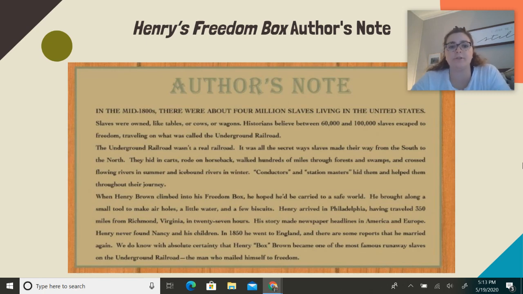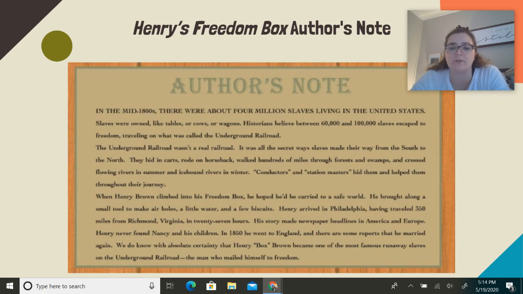In the mid-1800s, there were about 4 million slaves living in the United States. Slaves were owned like tables or cows or wagons. Historians believe between 60,000 and 100,000 slaves escaped to freedom, traveling on what was called the Underground Railroad. The Underground Railroad wasn't a real railroad. It was all the secret ways slaves made their way from the South to the North. They hid in carts, rode on horseback, walked hundreds of miles through forests and swamps, and crossed flowing rivers in summer and ice-bound rivers in winter.